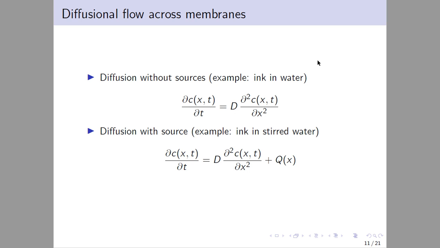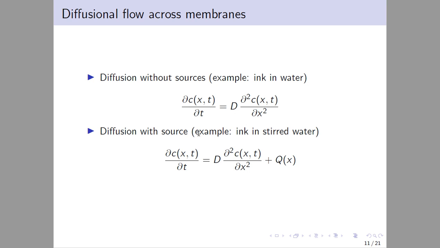Again using the diffusion equation: diffusion without source. This is an example: ink in water. We put the ink in the water and let the ink diffuse by itself to the whole space of the container. We just put it at one spot, but after some time it will diffuse to all parts of the container. And the next one is diffusion with source.